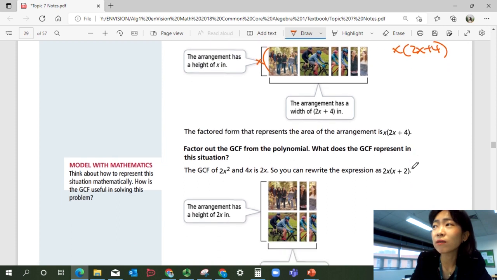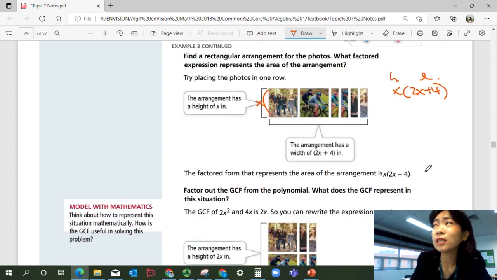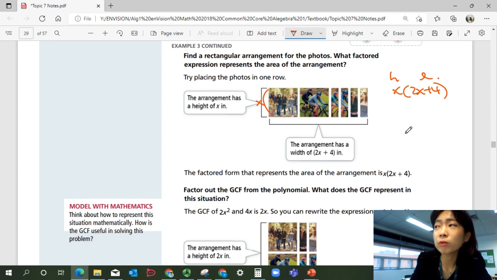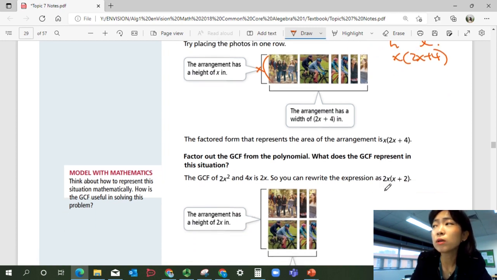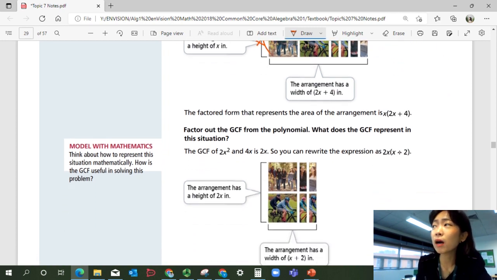Let's factor out the GCF from the polynomial. What does the GCF represent in this situation? So the GCF is actually not x. The GCF of the polynomial would be 2x. So if we factor it out, we get 2x times x plus 2.